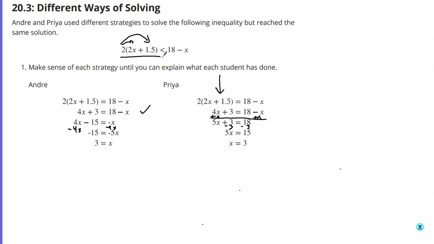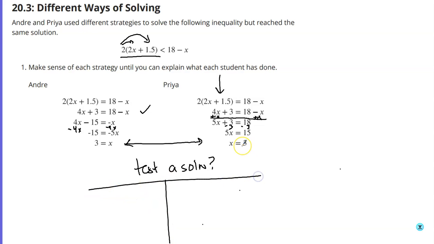They both got when it was equal, but they have to finish solving the inequality, because remember, it was an inequality. So if you only solve for when it's equal, how do you figure out what your inequality should look like? Well, one way to do that is you can test a solution. So I'm going to pick something, I can pick something bigger or smaller than 3. It doesn't really matter. So let's say I'm going to try 4, which would be bigger, and I'll try 2. And only one of them should work, because my inequality should only go one way.